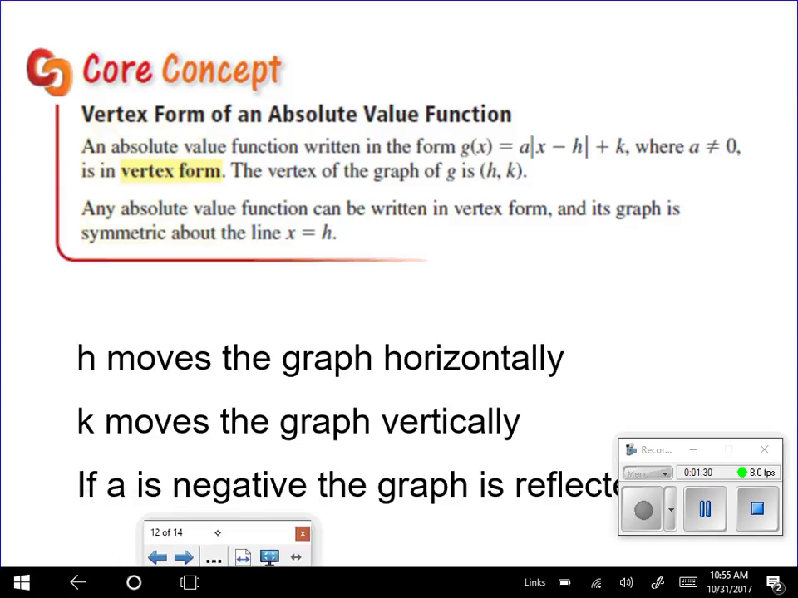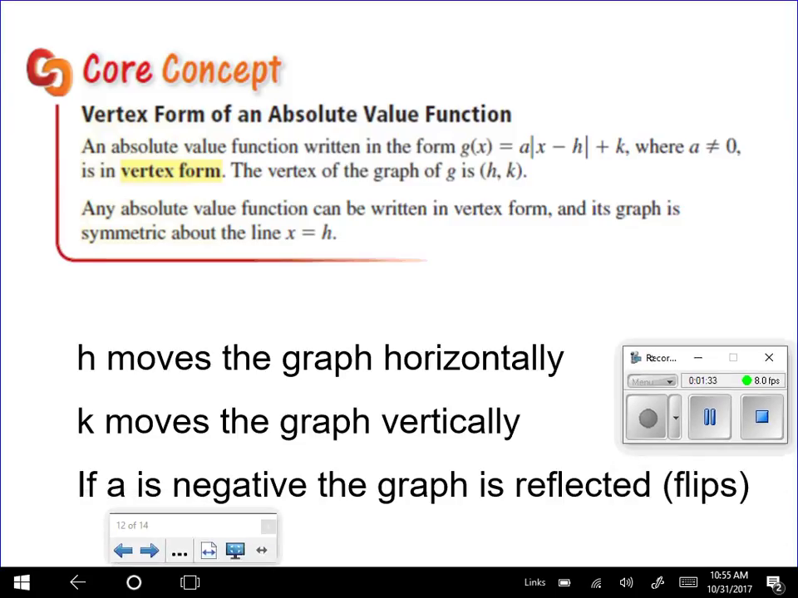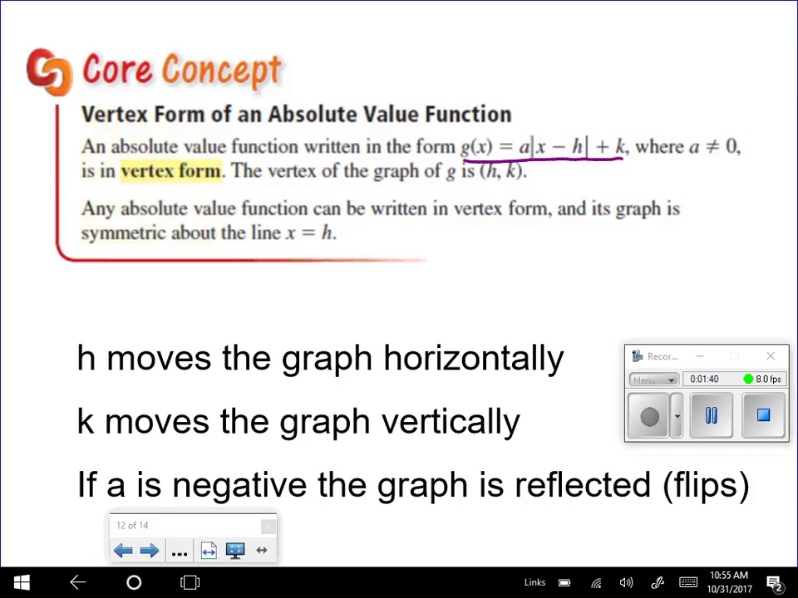So this is probably the most important piece, and I would like you to write this down. It says the vertex form of an absolute value function is written in the form g of x, remember that's like y, equals a times the absolute value of x minus h. Notice that this is a minus, and then plus k, where a cannot equal 0. That's vertex form. The vertex of the graph is at (h, k). Okay, so it's at (h, k) there. So that's going to help us graph a lot because now we know exactly where the vertex is.